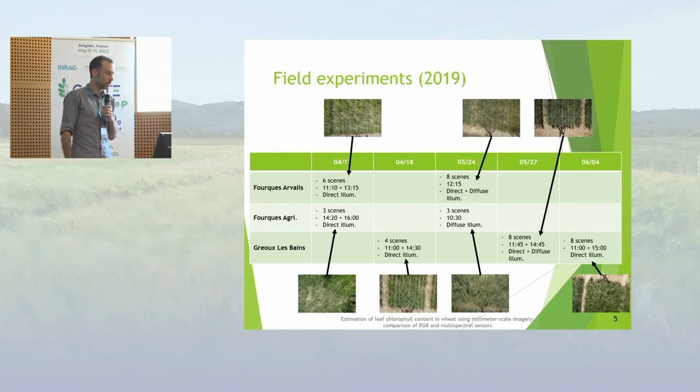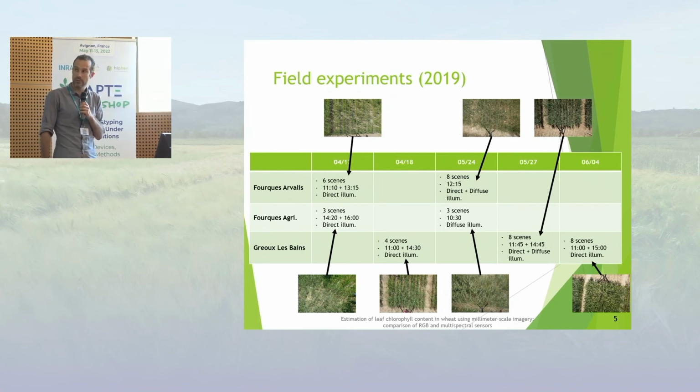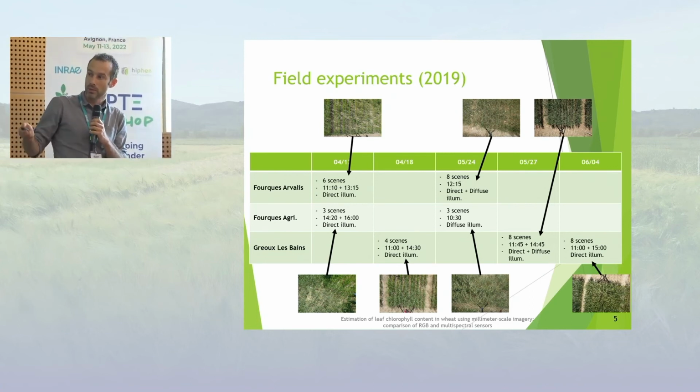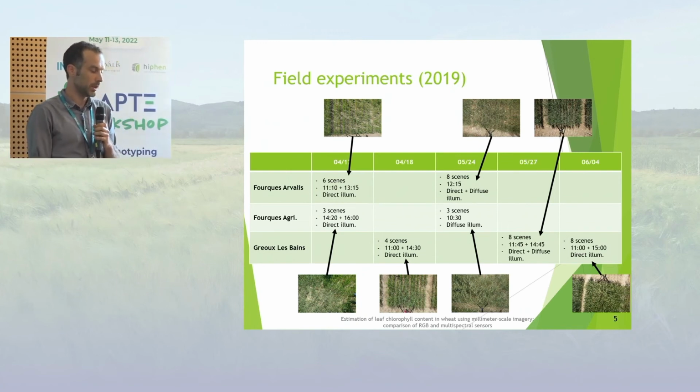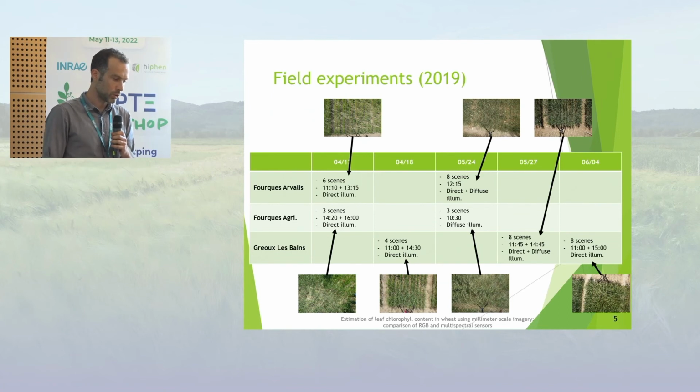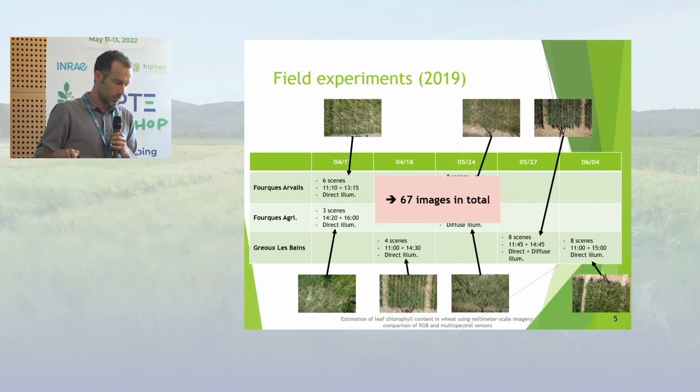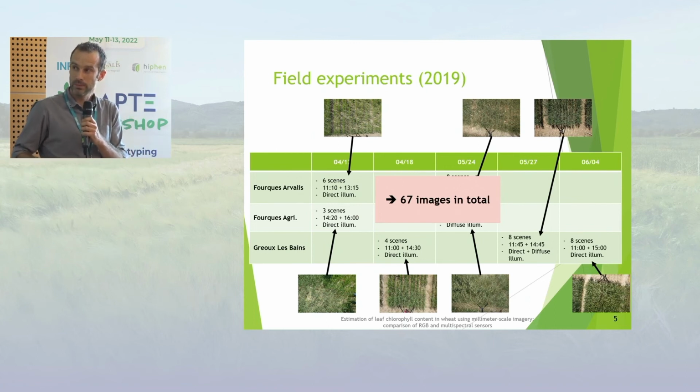The data were acquired in 2019 in 3 sites in the south of France, and at 5 dates along the growing season. Here are some examples of images showing different soil backgrounds and illumination conditions. Basically, for each scene we tried to image the scene at 2 times during the day to have different illumination conditions. This makes 67 images in total to evaluate the algorithm.